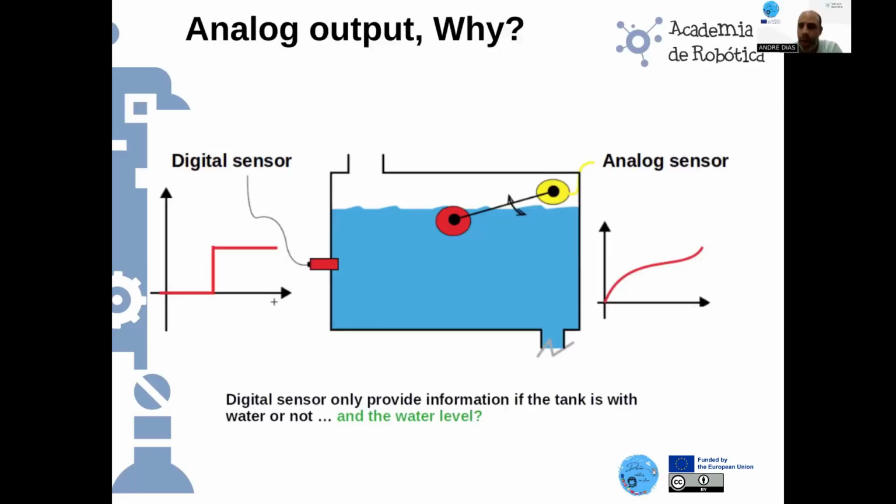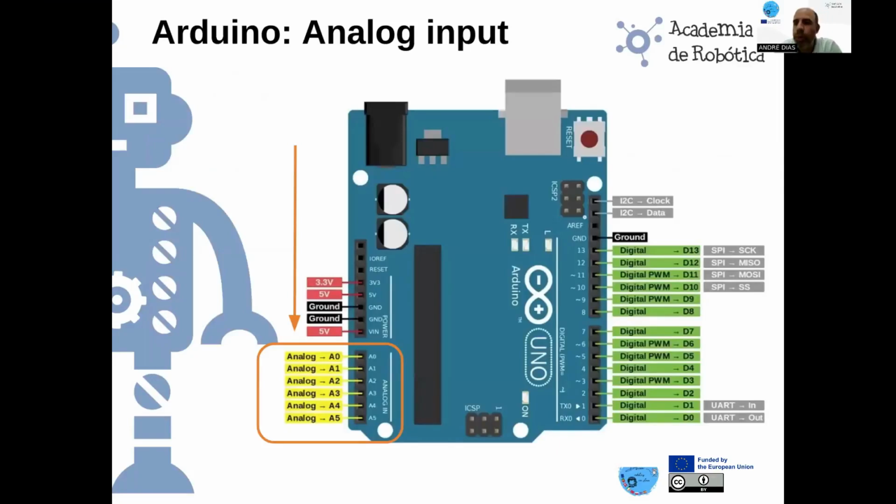So how can we use analog sensors? In Arduino, we have 6 pins that are able to work as analog input. Those are the pins identified with A0 to A5. So you have 6 pins that you can connect sensors to in order to measure the analog signal that a sensor provides to you.